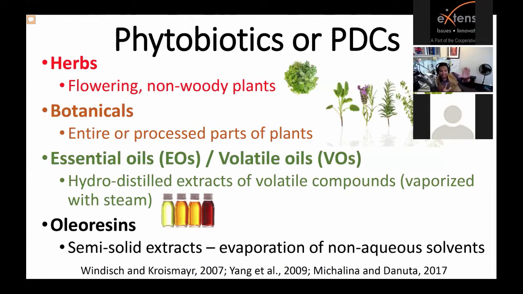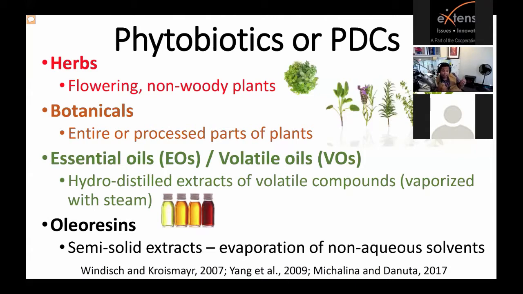We have to understand there are obvious differences between these four different classes of phytobiotics. Now, herbs are traditionally used in medicines. In traditional medicines, anecdotal evidence suggests that herbs can be brought in to cure several disease conditions in humans and in animals. So that is what is known as herbs, which are from flowering non-woody plants.